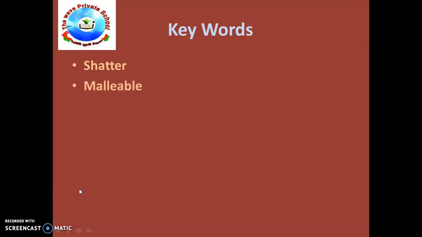And the next one is malleable. Malleable means they can be shaped by bending. That means the materials which can be shaped by bending. That means the malleable, which means that they can be hammered into shape.